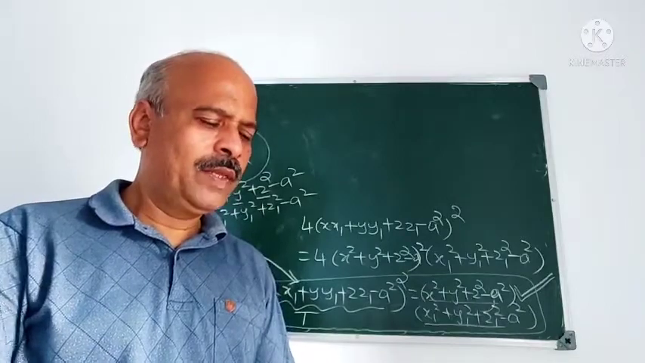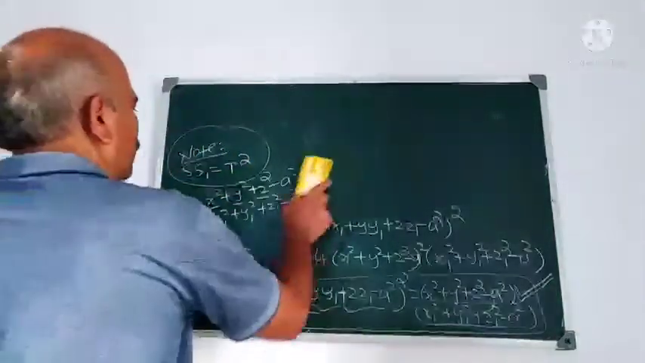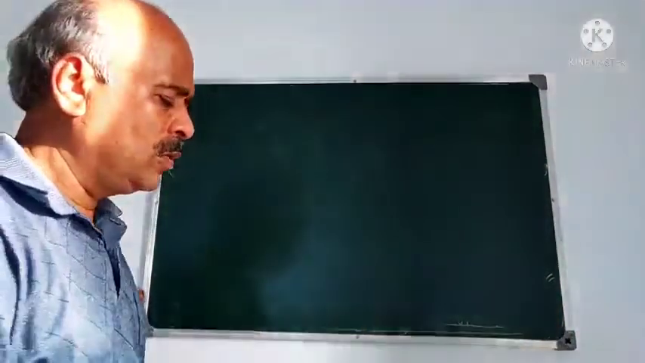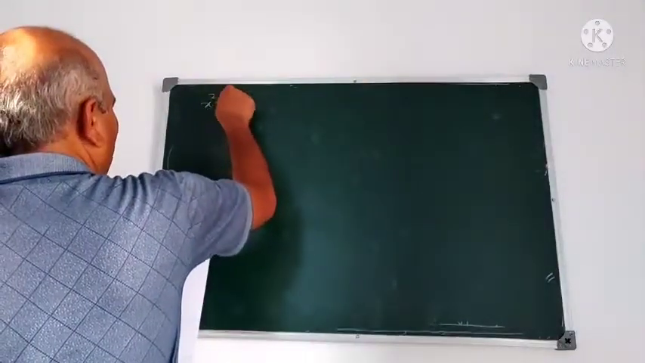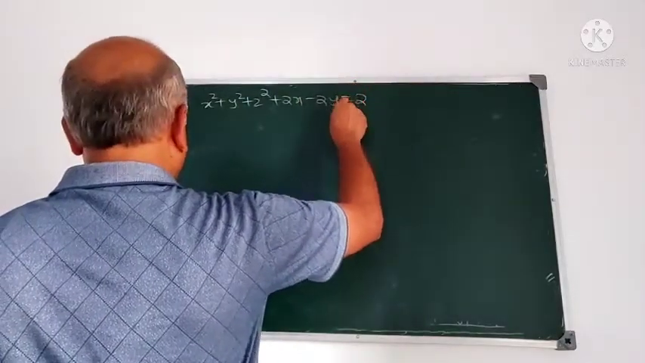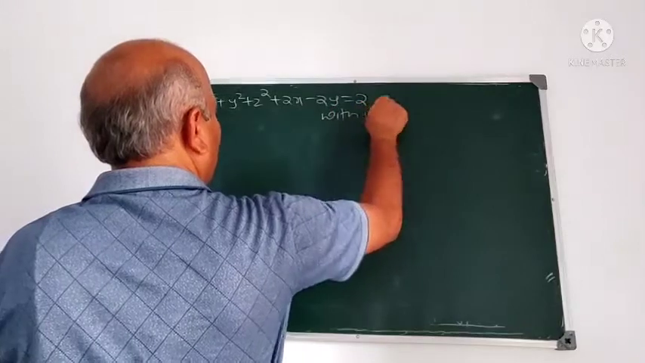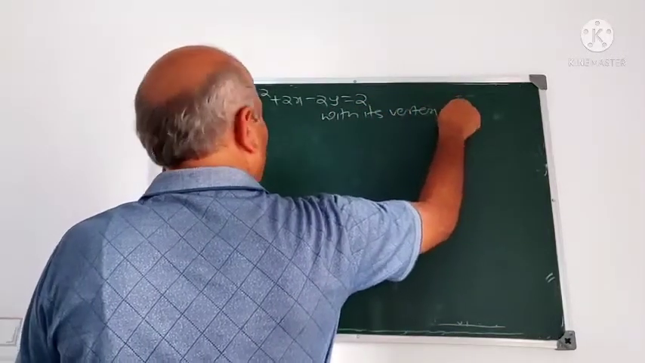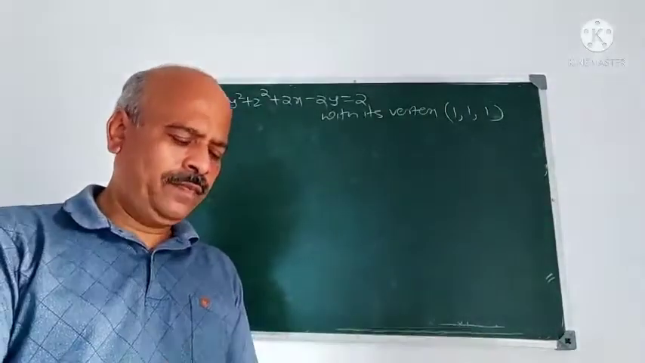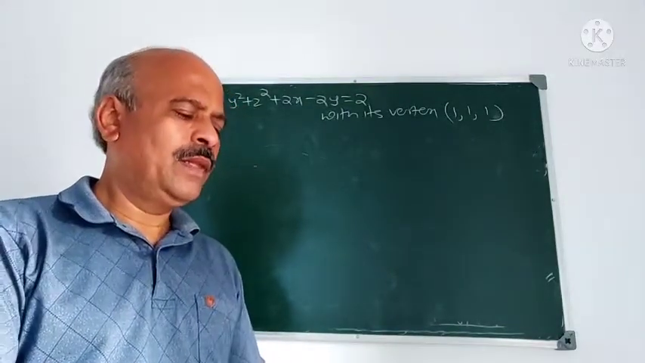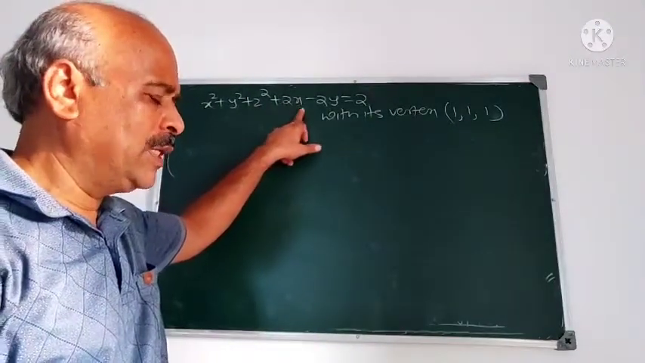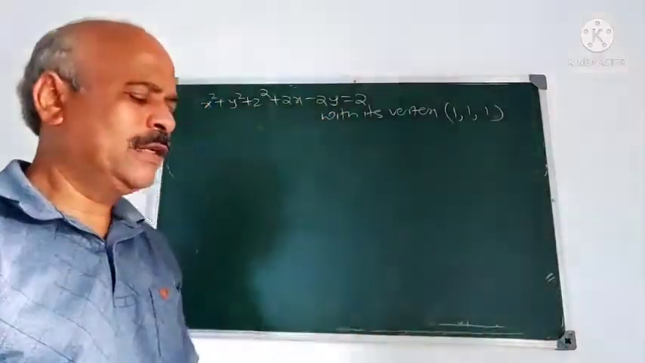Now see the problem. Take this problem. Find the enveloping cone of the sphere x square plus y square plus z square plus 2x minus 2y is equal to 2 with its vertex at 1 1 1.